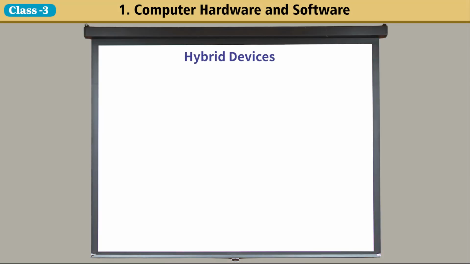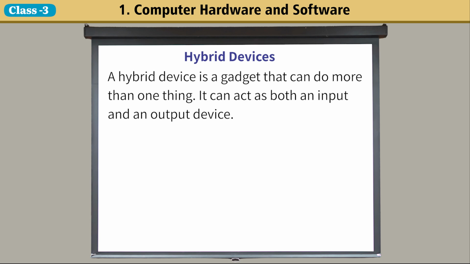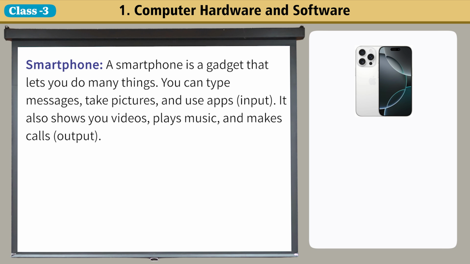Hybrid devices. A hybrid device is a gadget that can do more than one thing. It can act as both an input and an output device. Smartphone. A smartphone is a gadget that lets you do many things. You can type messages, take pictures, and use apps. Input. It also shows you videos, plays music, and makes calls.